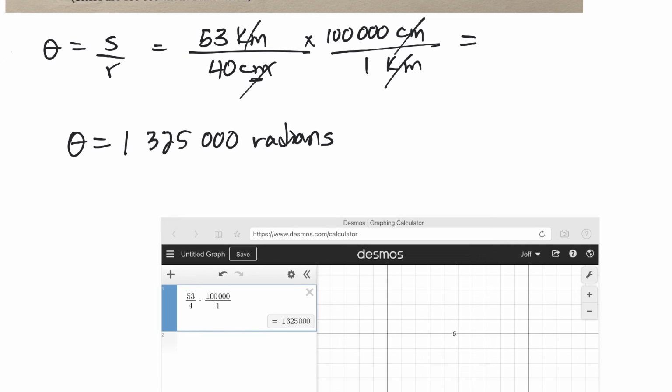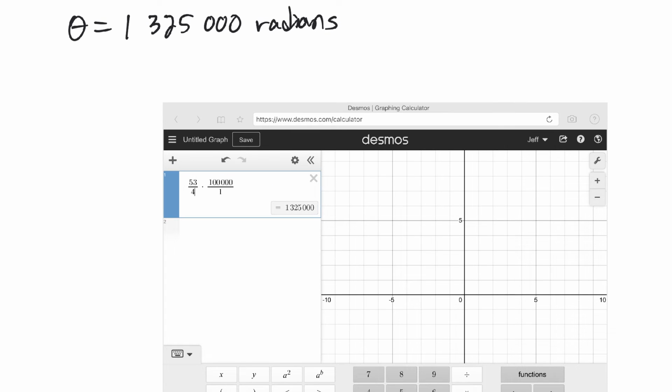Oh, hold on. I didn't get a 40 in there. I got 4. 40. There we go. So 132,500. I have an extra 0. There. So 132,500 radians. And to the nearest tenth, there are no decimals there. I guess you could put a decimal 0 if you wanted to show tenths.